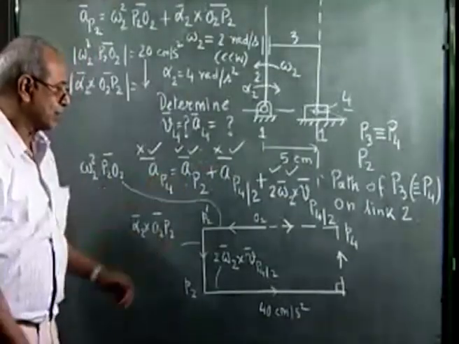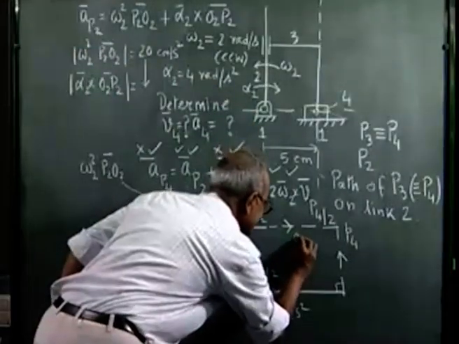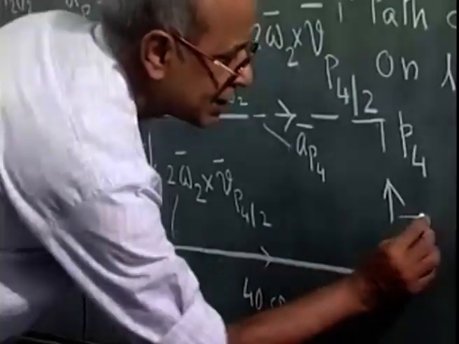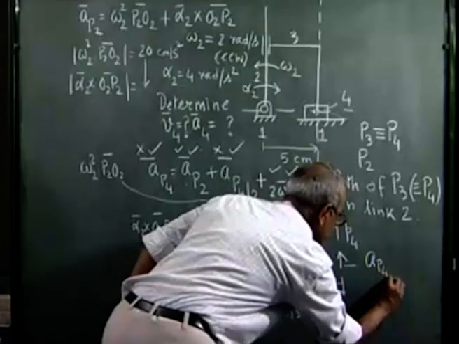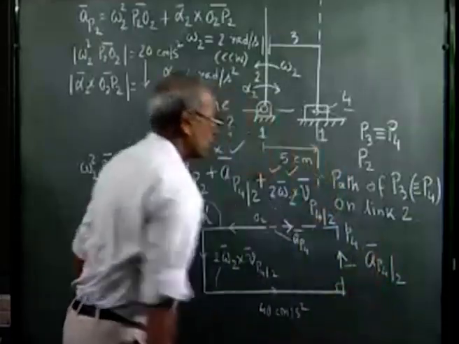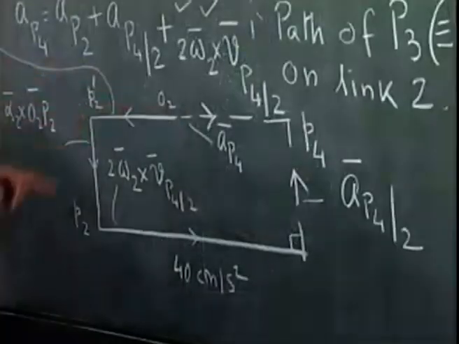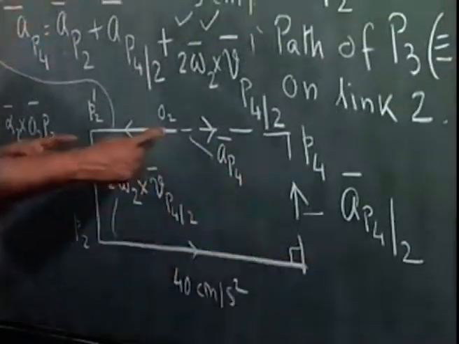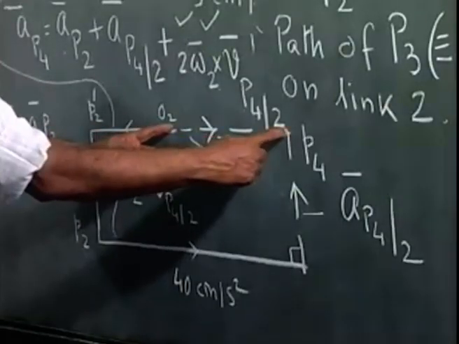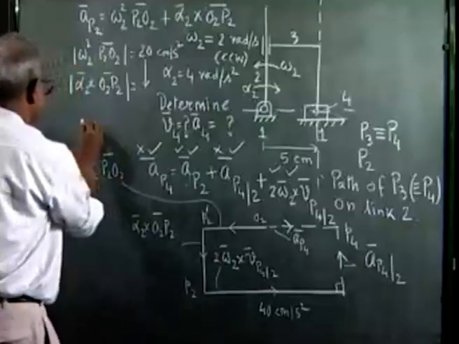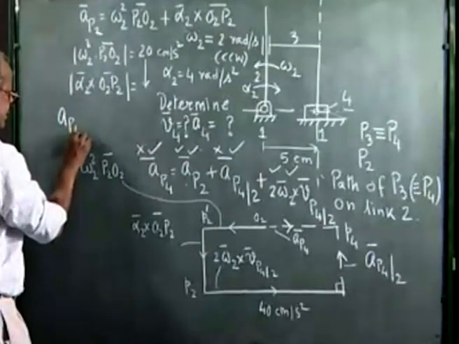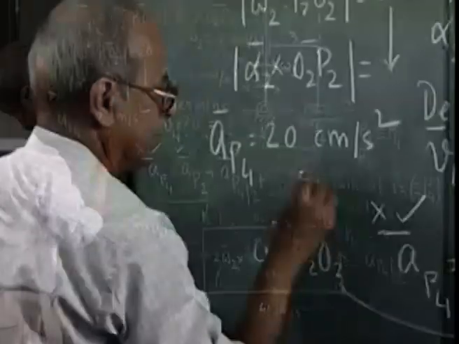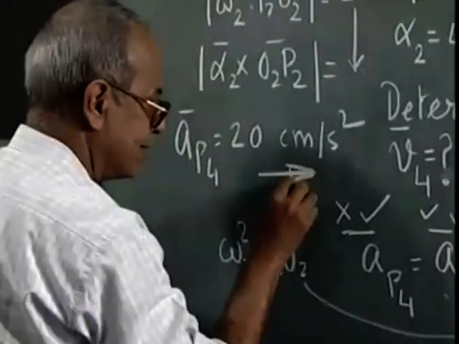According to this vector equation, this O2 P4 represents acceleration of P4, and this represents acceleration of P4 as seen by an observer on body 2. So this diagram represents this vector equation, and it is easy to see because this is 40 horizontal line, this is 20 which is also horizontal line, so this must be 20. So AP4 I get as an answer is 20 centimeter per second squared in the horizontal direction from left to right.